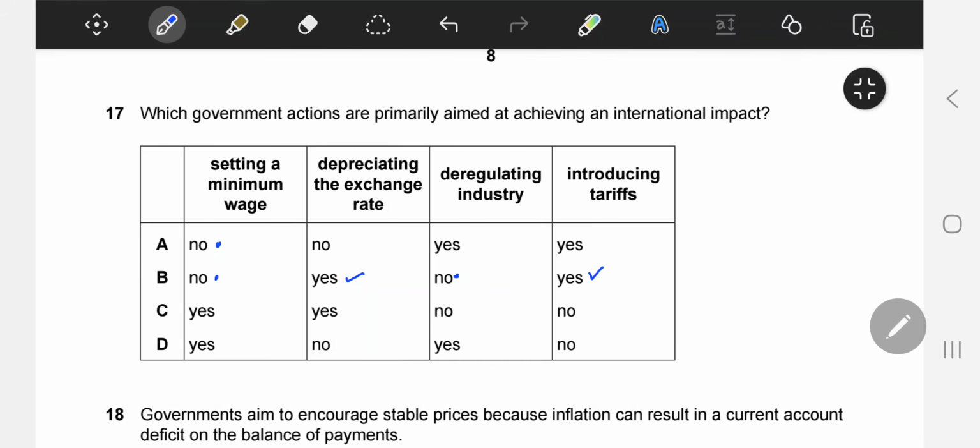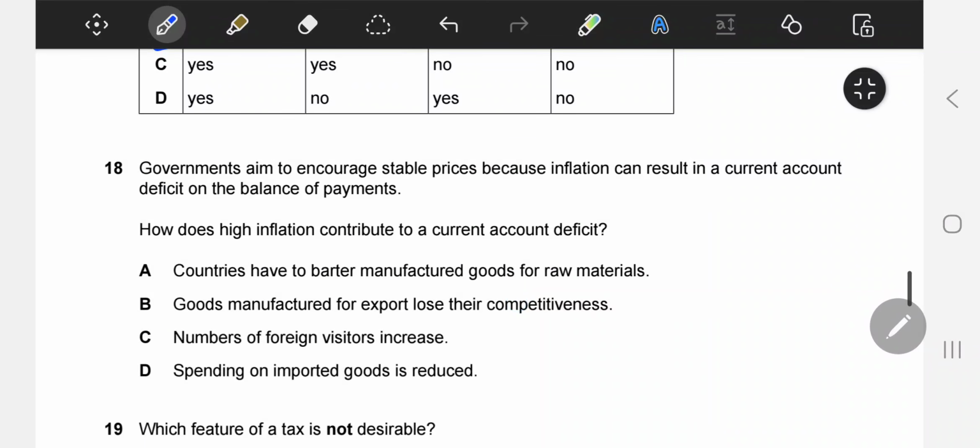So for question 17, this is the one: these actions here, the currency and the tariffs, will have a lot of international impact. So that will be the solution there. All right, let's go to question 18.